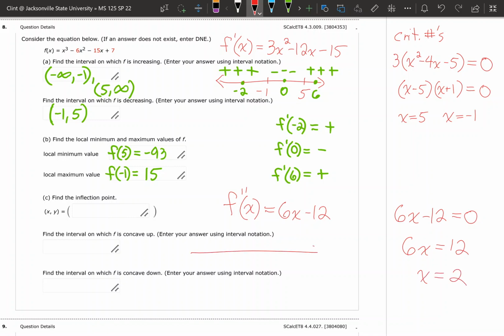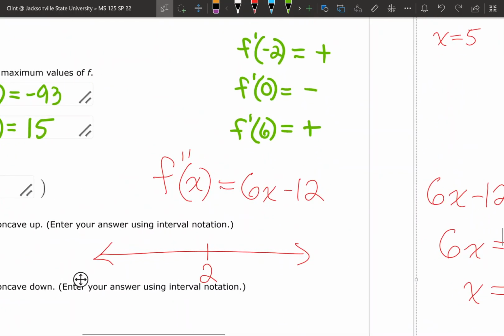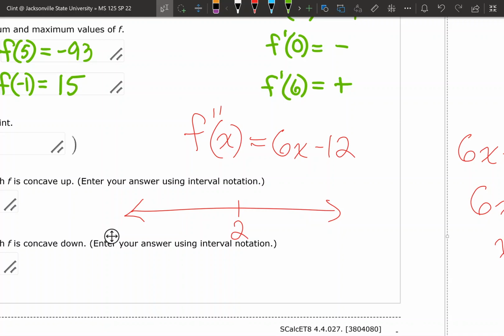So when we make our number line, we've got a critical number of 2 on there. We just need to test a point on each side, so maybe 0 over here. So that gives us a negative. And then maybe 3 over here, so 6 times 3 is 18 minus 12, so positive over here.